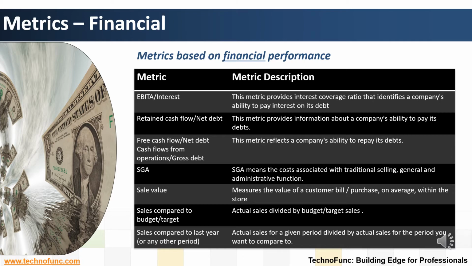The sixth metric to track is simply the sale value. It measures the value of a customer billing or purchases, on average, within the store. Seventh is the sales compared to budgets or targets: actual sales divided by budget or target sales. Last one is a comparison of sales across different periods: actual sales for a given period divided by actual sales for the period you want to compare to.